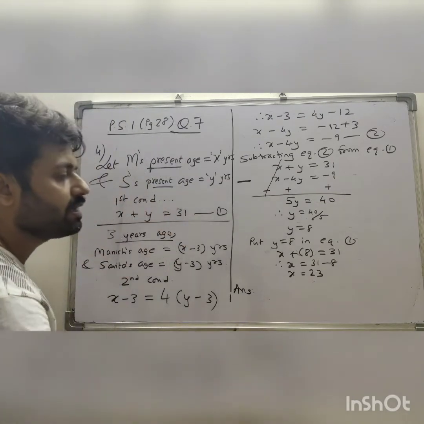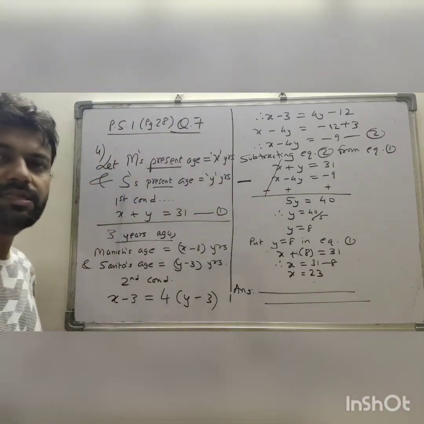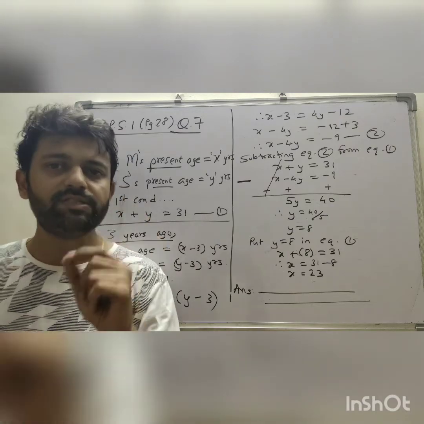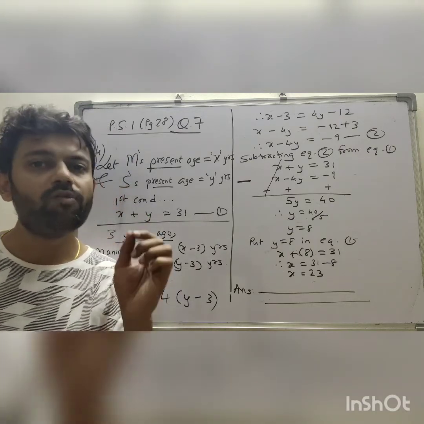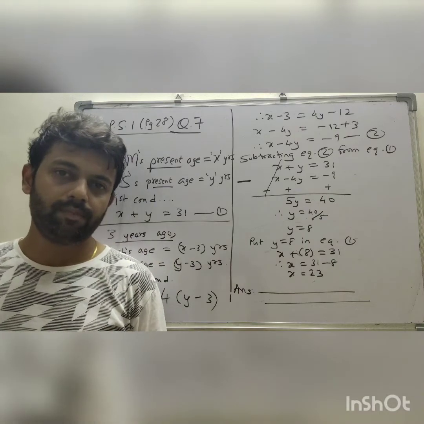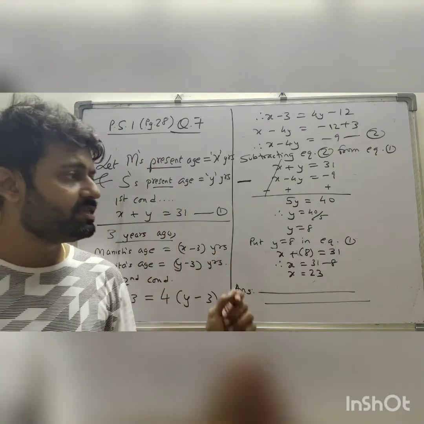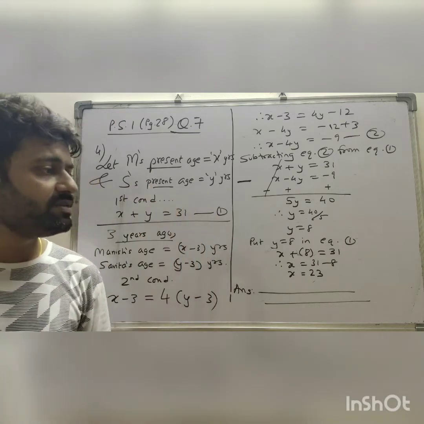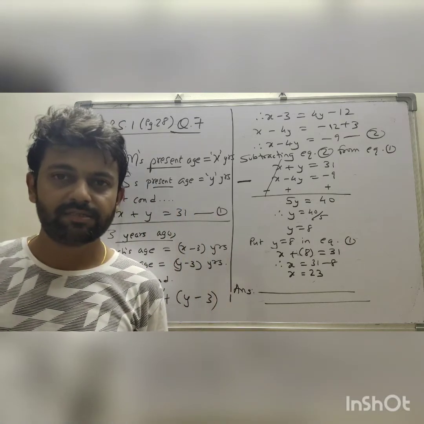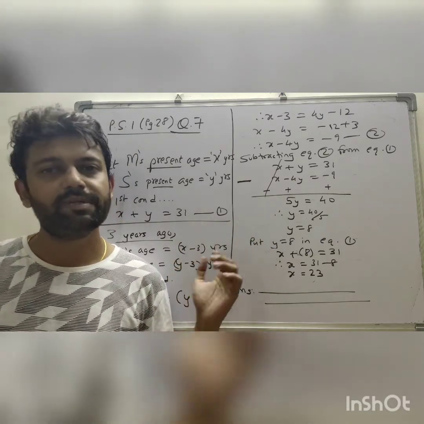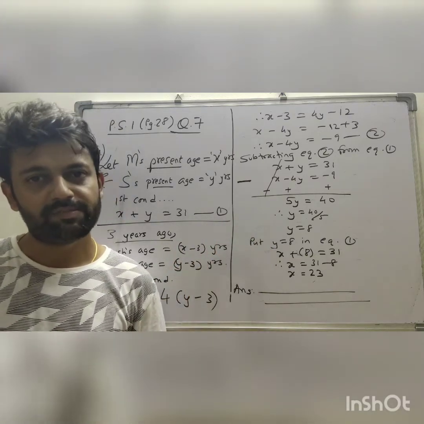Answer. Remember to write the answer in your own words. Since it is a word problem, you have to always support your solution. You have to always end the solution by writing an answering statement. Manish's age is 23 years and Savita's age is 8 years. Is that clear? We come to know that Manish must be elder and Savita must be, of course, younger.